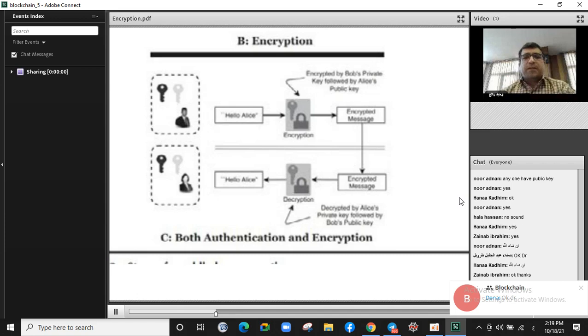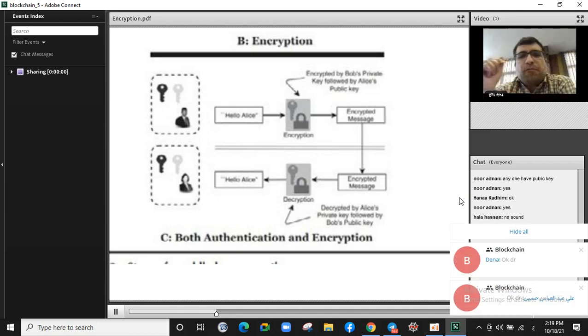Okay? So in this case, Bob at first encrypts the message by his private key. Then again, the encrypted message is encrypted again by Alice's public key. So two times encryption. At first, we have an encryption with Bob's private key. Okay.